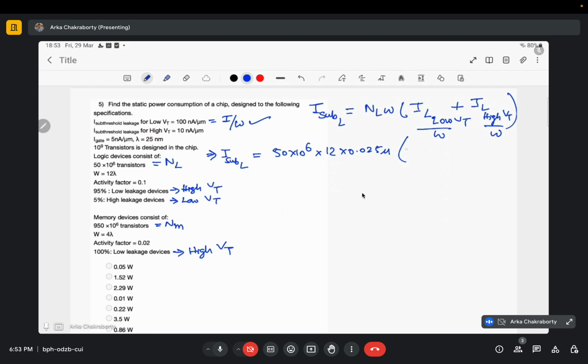IL per unit W for low VT is how much? 100 nanoampere per micrometer, plus IL for high VT is 10 nanoampere per micrometer. So the micro can cancel. So I'll be left with how much? 12, 5, 60, 600. So it will become 6 into 25.